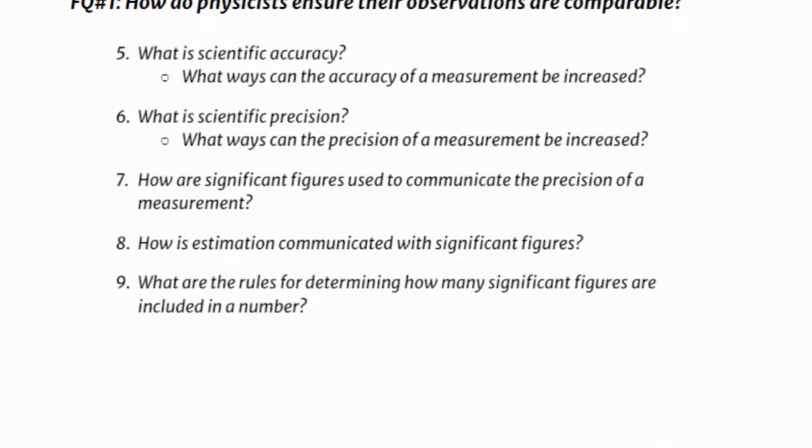Okay, so hopefully that helped. We are looking at making observations comparable, and one way we do that is by not only being accurate, but also being precise in our measurements. And we saw that sig figs are used to communicate precision, and that we can communicate where we estimated, right? The last digit is the estimated one. And then we saw that there are rules for determining sig figs, as well as putting them into scientific notation.